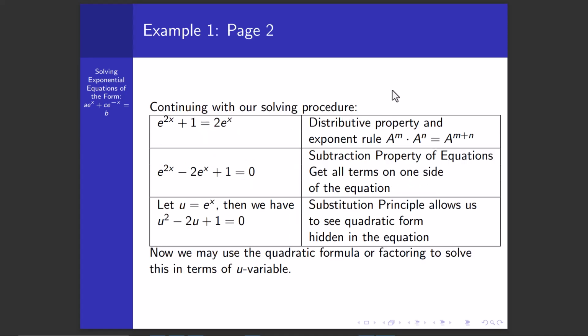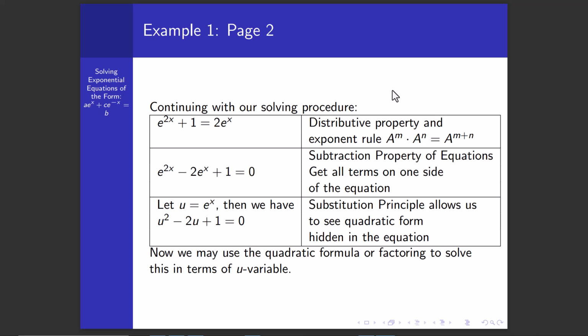Continuing with our solving procedure, we're going to multiply that e to the x on the left side. Using the distributive property and the exponent rule, we get e to the 2x plus 1. And on the right-hand side, we have 2e to the x. We subtract the 2e to the x over, effectively setting the equation equal to 0. And then I'm going to make a substitution. I'm going to let the u variable equal e to the x.